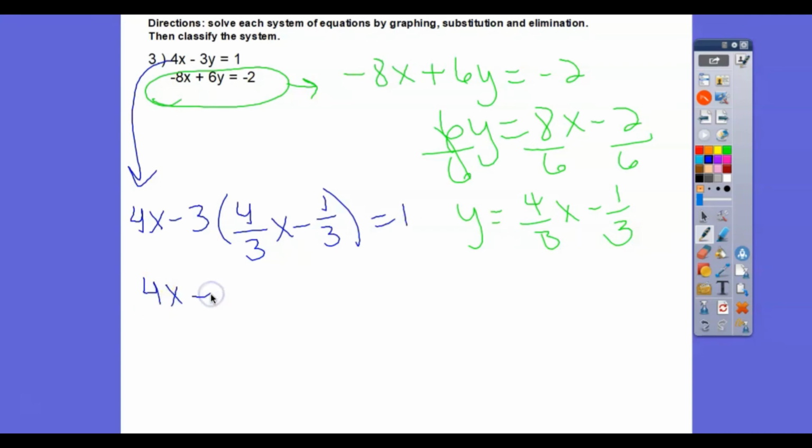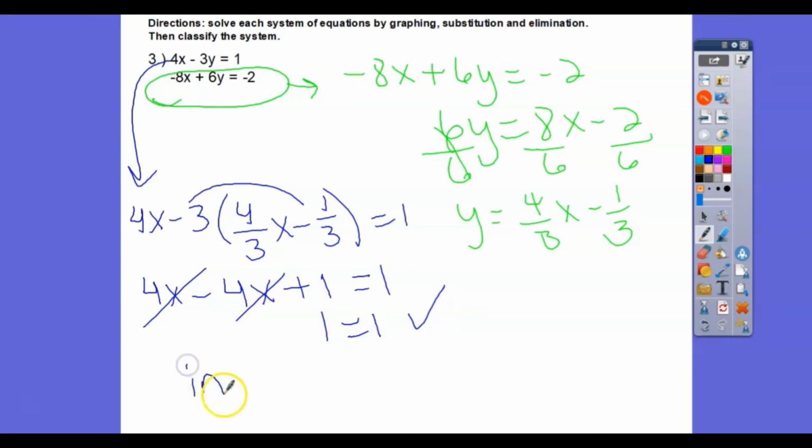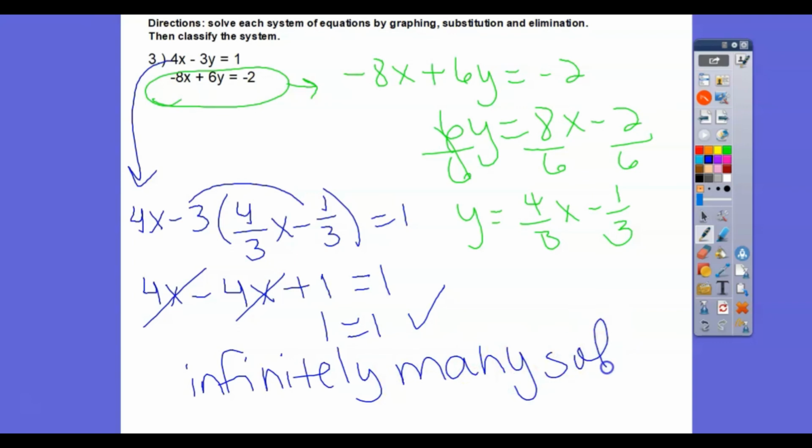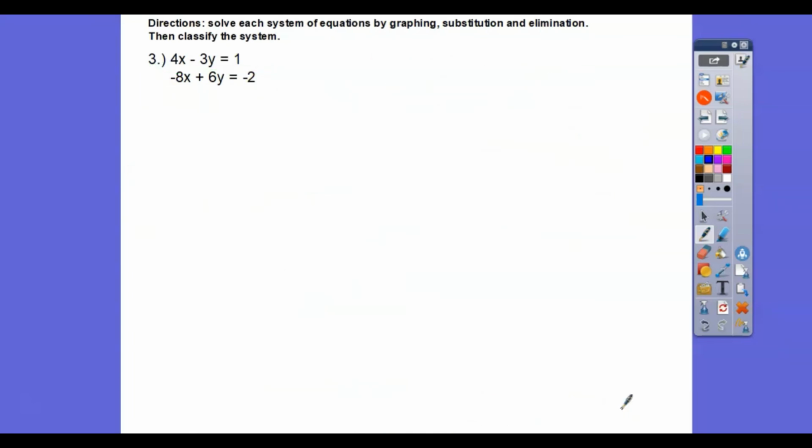So 4x minus 3 times 4 is 12. Divided by 3 is 4. So minus 4x. Negative times a negative here is going to be a positive. 3 times 1 is 3. Divided by 3 is 1. Is equal to 1. So something interesting happens. The x's cancel. So I'm left with 1 equals 1. 1 equals 1 is a true statement. So because it is a true statement and all of the x's and all of the y's have completely canceled out, we say that there are infinitely many solutions, and this system is called consistent and dependent, just like we suspected.